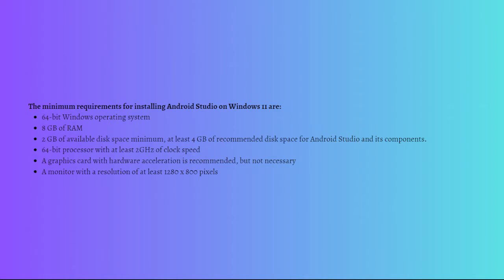So it is important to note that while these are the minimum requirements, having better specifications such as more RAM and a faster processor will improve the performance of Android Studio. Also, make sure that your Windows 11 operating system is up to date with the latest updates and patches installed.